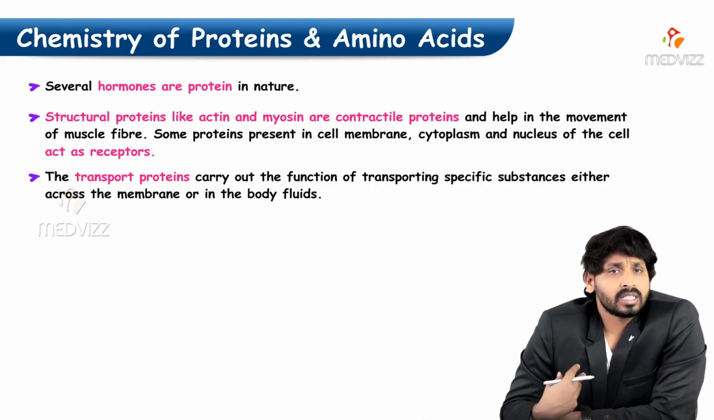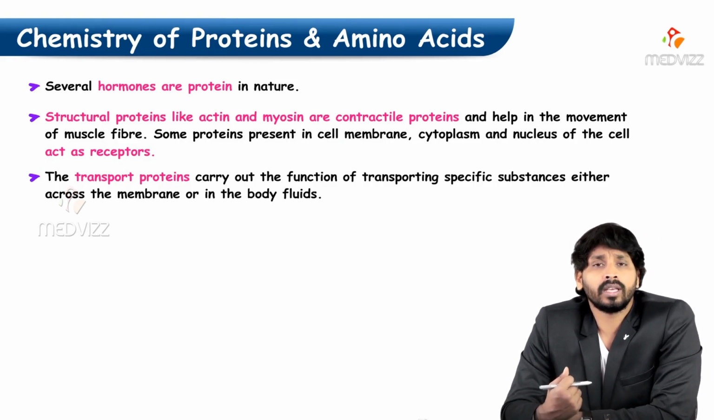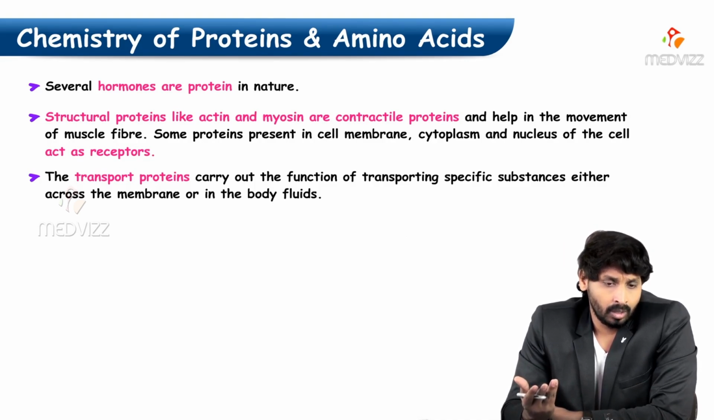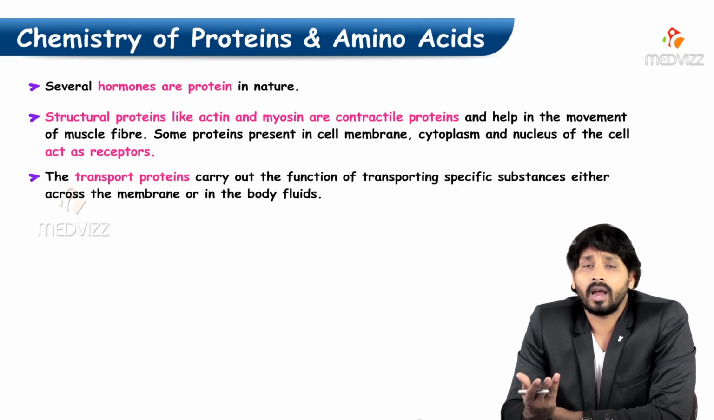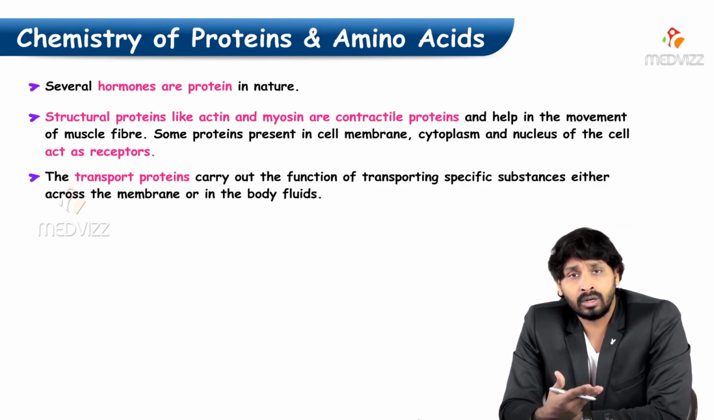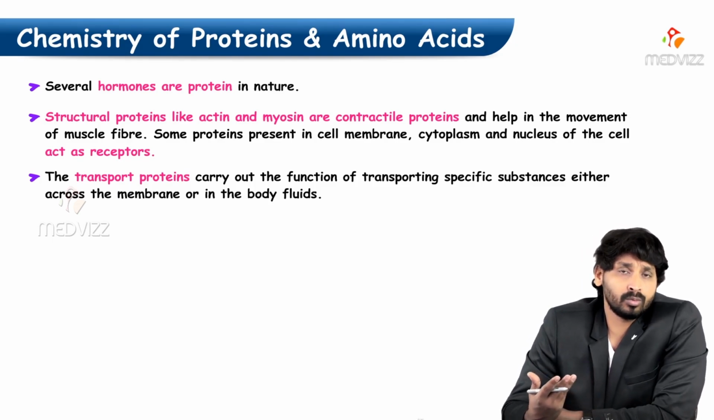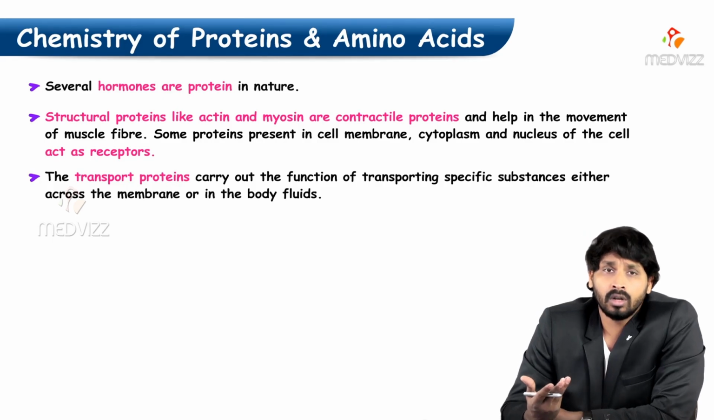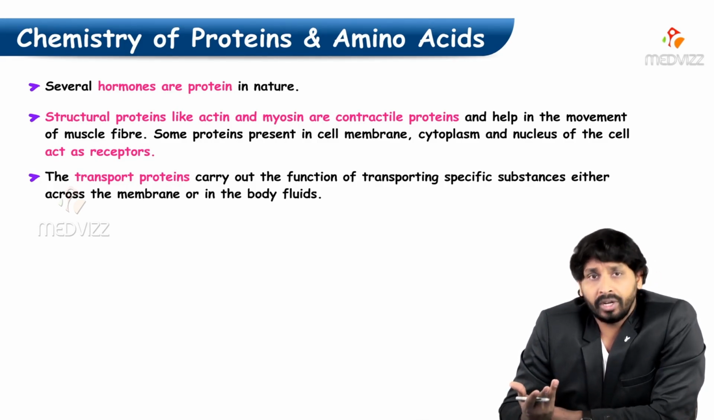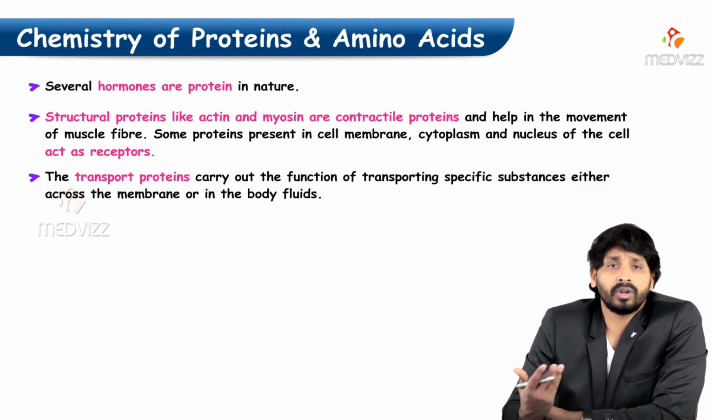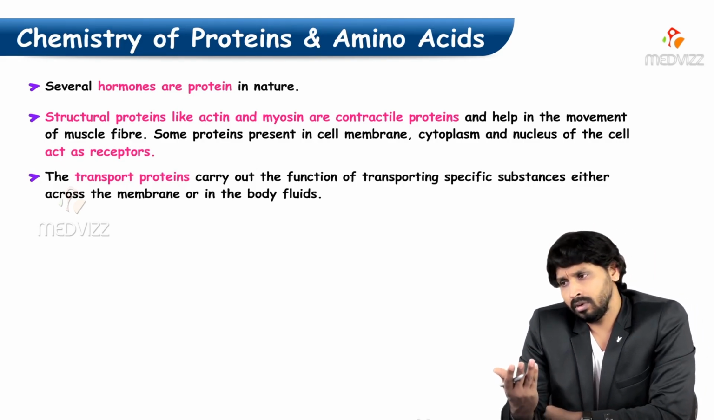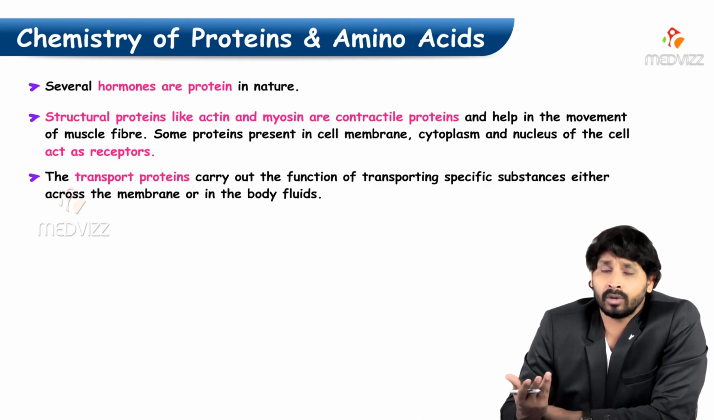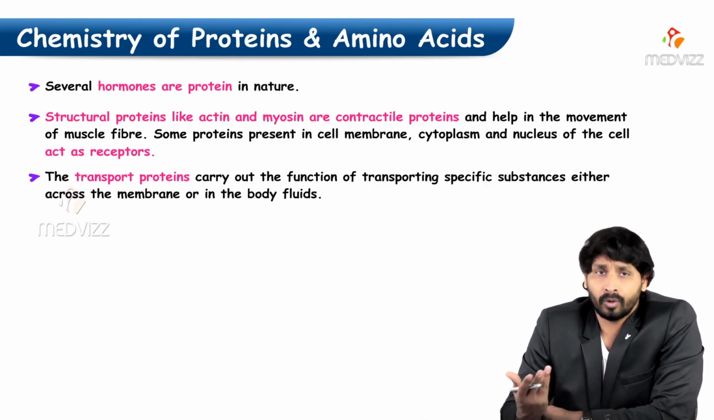At the same time, several hormones, such as thyroid hormone, insulin, oxytocin, vasopressin and glucagon, are all protein in nature. Then you take norepinephrine, epinephrine and serotonin. All these hormones are protein in nature.